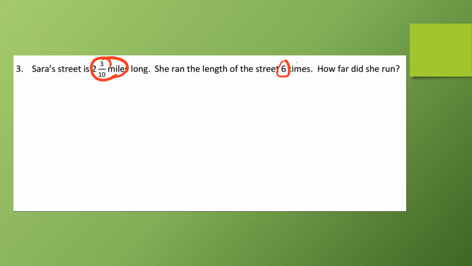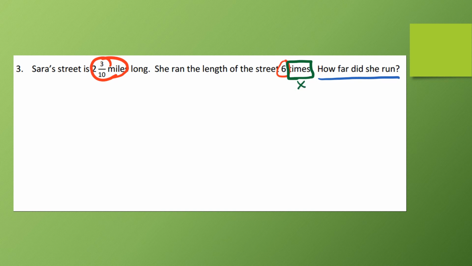The U in cubes is underline the question. How far did she run? B is to box the verb or the action word. So I'm going to find a word that tells me, am I going to add, subtract, multiply, or divide? Sarah's street is 2 3/10 miles long. Nothing there. She ran the length of the street 6 times. There's my action word. I'm going to box it. Okay, that's going to tell me I'm going to multiply.